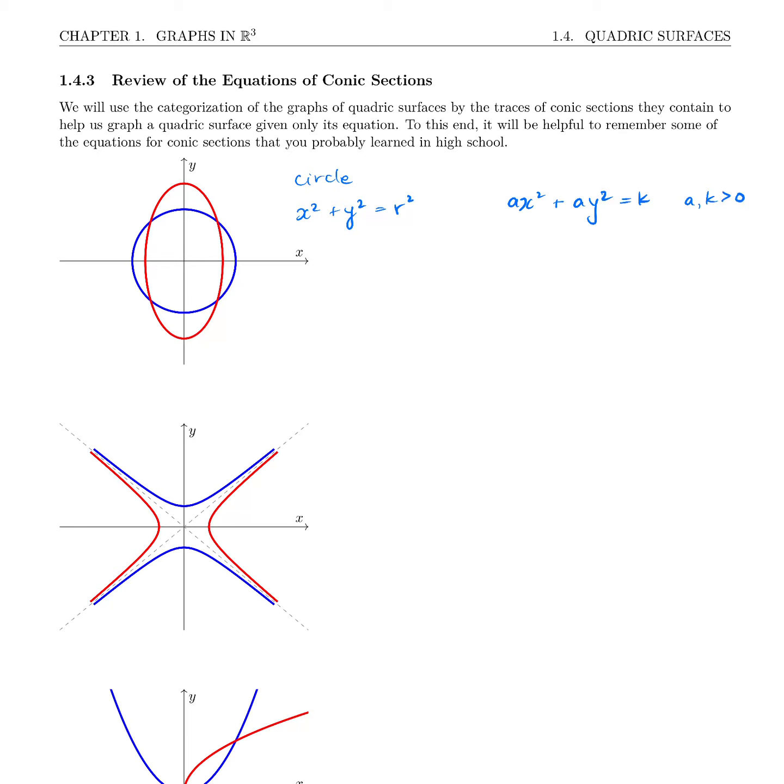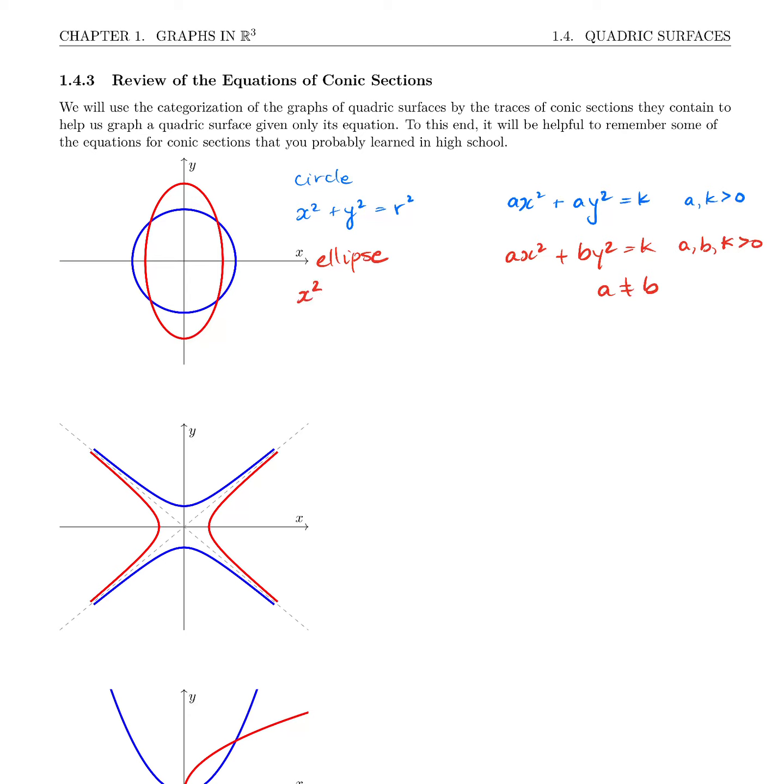Now, if those coefficients are not the same, so if I've got ax squared plus by squared is equal to k, these things are all positive numbers again, but now I have a is not equal to b, then the object that we're looking at is an ellipse.